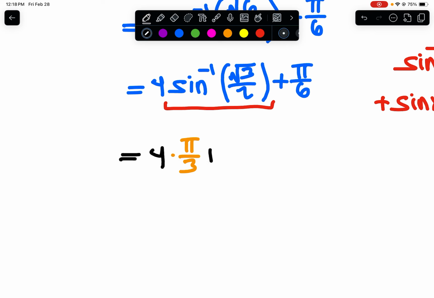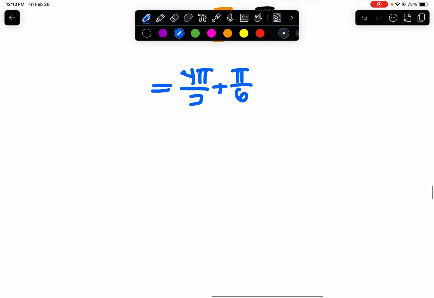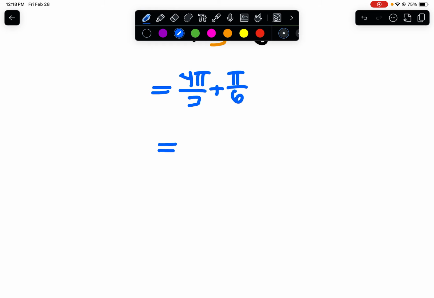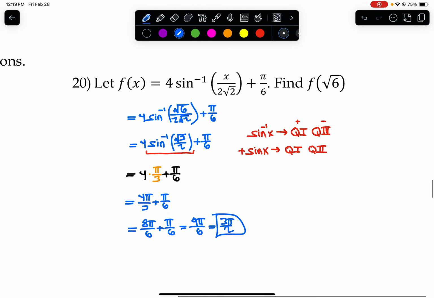And then plus pi over 6. So when you rewrite, 4 pi over 3 plus pi over 6. So now we need a common denominator. I'm going to multiply the top and bottom of the first one by 2. So we're going to get 8 pi over 6 plus 1 pi over 6, which is going to give me 9 pi over 6, which is going to give me 3 pi over 2. Ta-da!